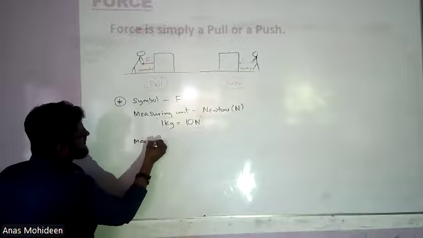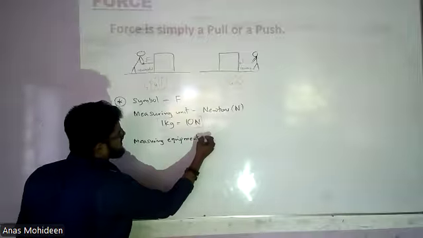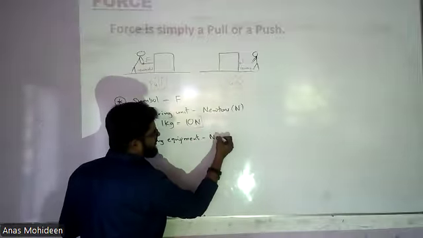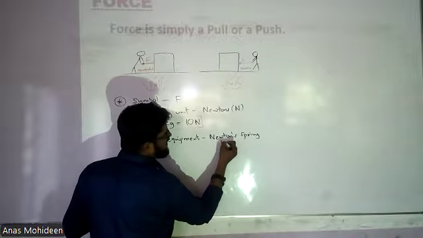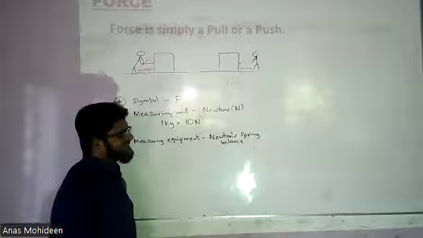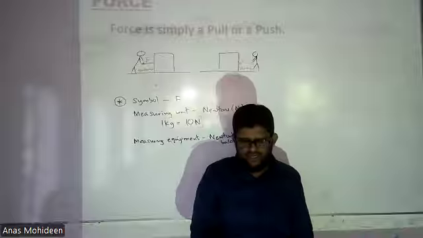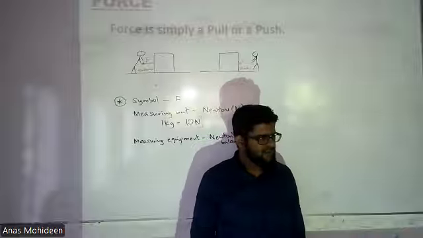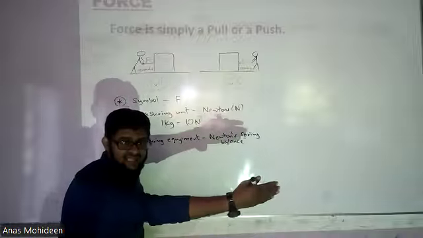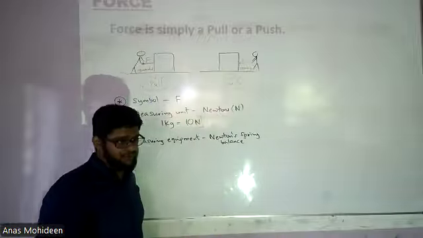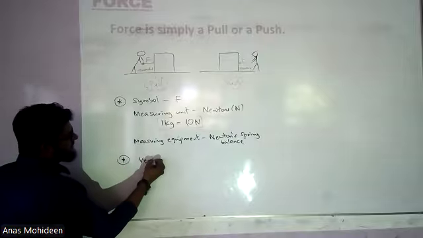What is the measuring equipment? The measuring equipment is the Newton's spring balance, the Newton's scale. It is calibrated in such a way that according to the mass you keep, there will be a weight given due to gravity. That is what you have to learn as the second part of the chapter, mass and weight. Now, I said it is a vector quantity.